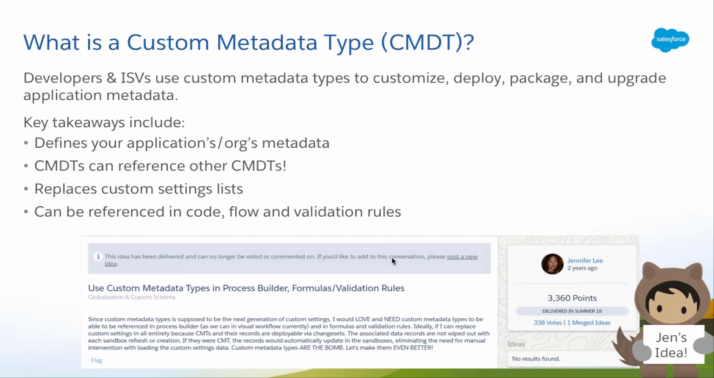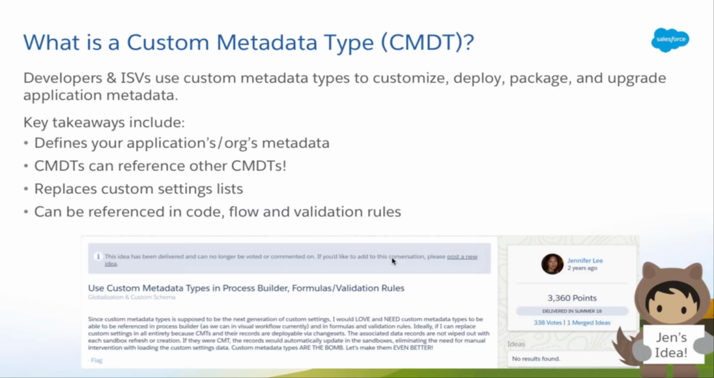The key takeaways: custom metadata types allow you to define your application or your org's metadata. A custom metadata type can reference another custom metadata type. For the developers out there, it replaces the custom settings list. And you could reference custom metadata types in code, flow, and with Summer 18, validation rules.